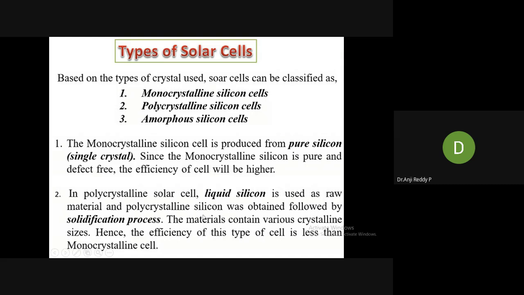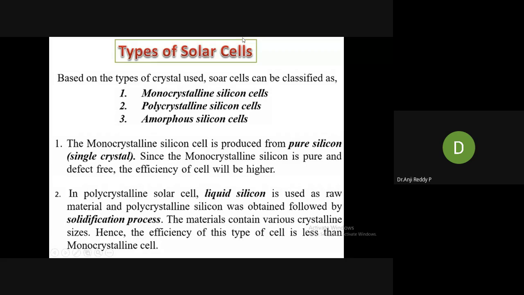That is polycrystalline silicon. The material contains various crystalline sizes. But in the first case, single crystal, the size is uniform, and only one crystal is there. In the second one, we are using polycrystalline, where the crystalline sizes are different, not all the same crystal size. Automatically, due to the solidification process, the efficiency decreases. Hence, the efficiency of this type of cell is less than the monocrystalline cell.